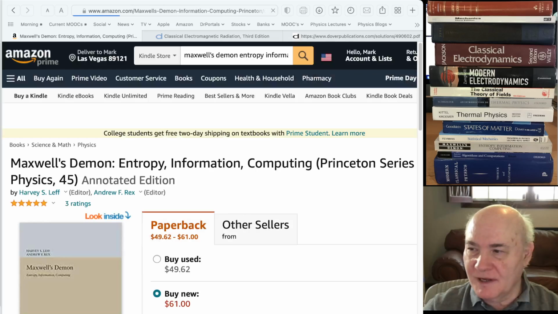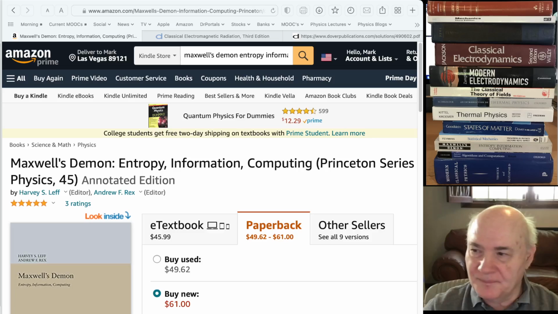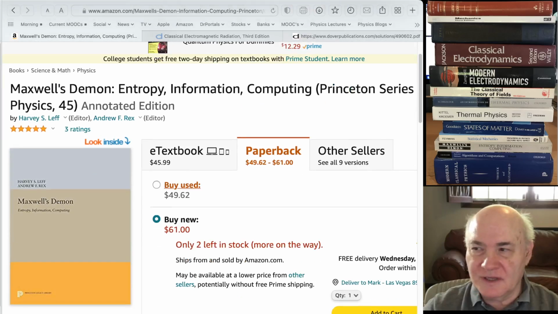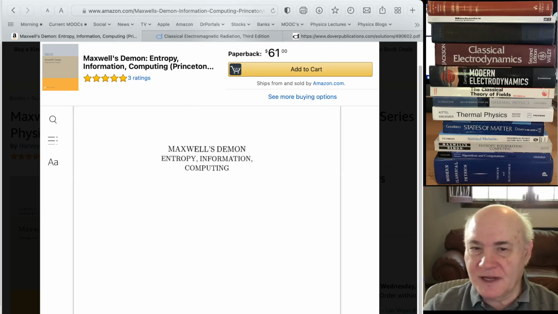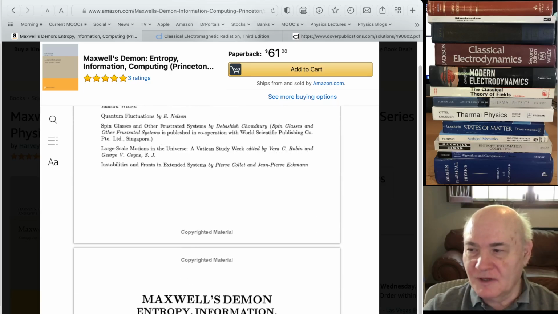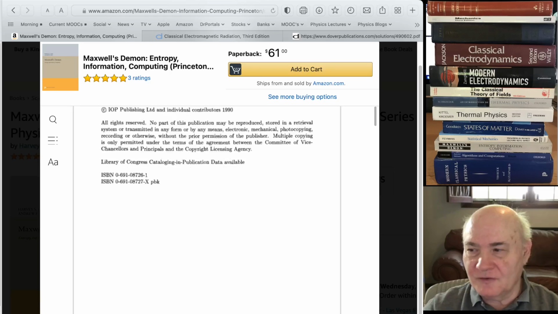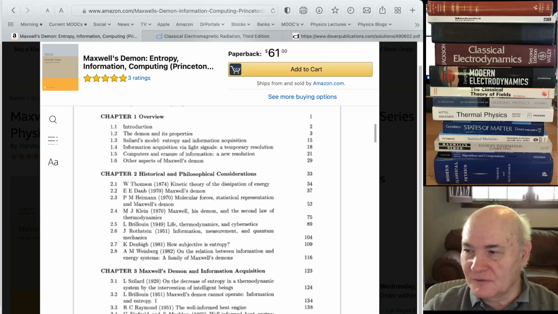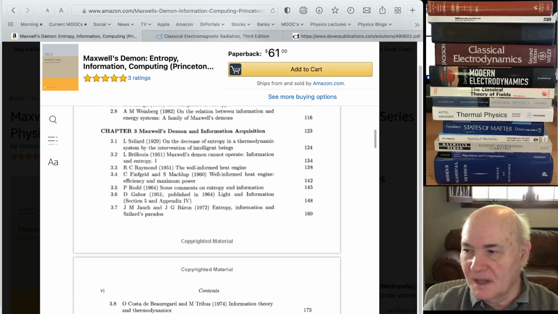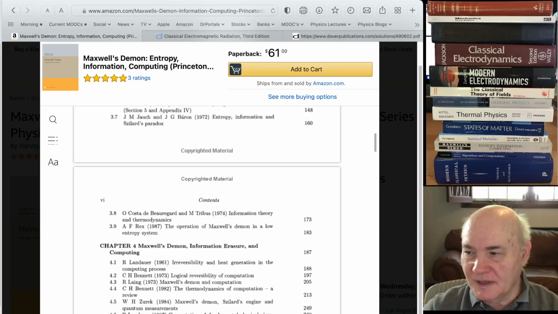Some specialty books. This is a book I read. I recommend it if you're interested in anything with Maxwell's demon, entropy, information, and computing. This is a series of reprints of famous papers, most of them in the 20th century, on Maxwell's demon and various solutions and information and entropy and computing. So it's well worth reading, and it's not a difficult read.